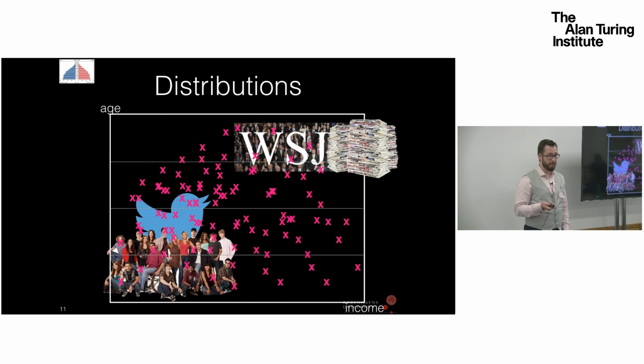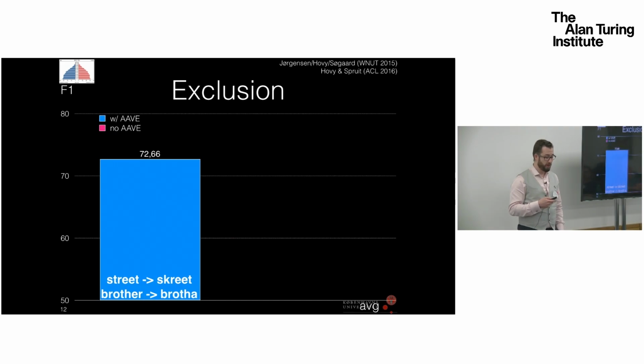Not doing that has a couple of consequences, the main one of them being exclusion. So if we don't model a demographic group's language, they will not benefit from NLP and they will effectively be excluded from its benefits. We looked at several parts of speech taggers on a sample of tweets that contained markers of African American vernacular English, something like street being written as screet or brother as brother. And there's a couple of other interesting things, morphosyntactically, phonologically. You can talk to Jacob there, who's done a lot more work on that.